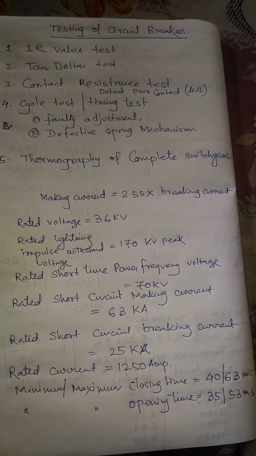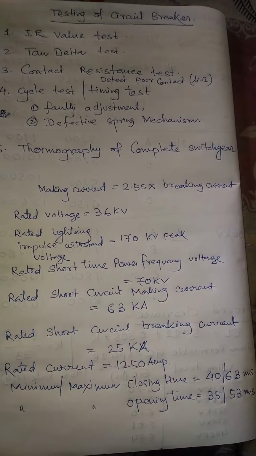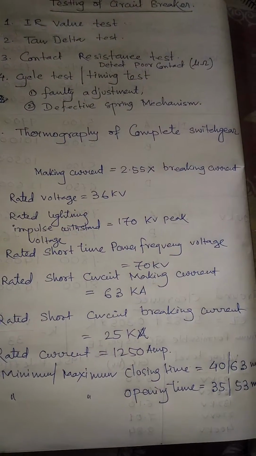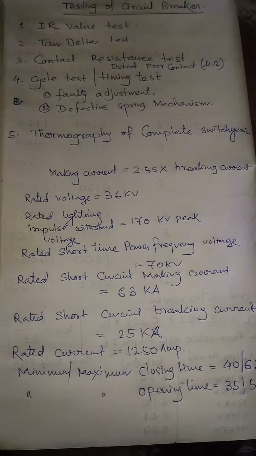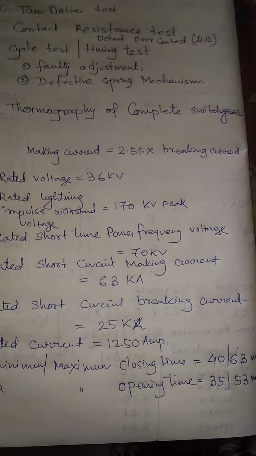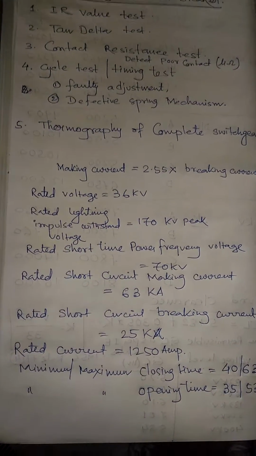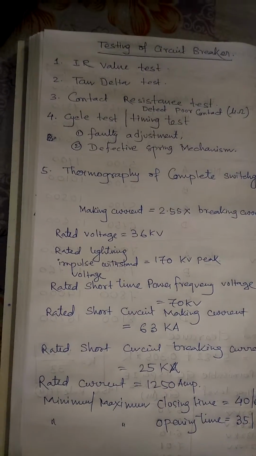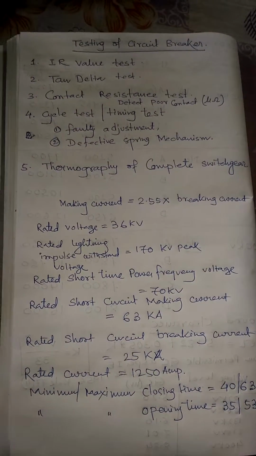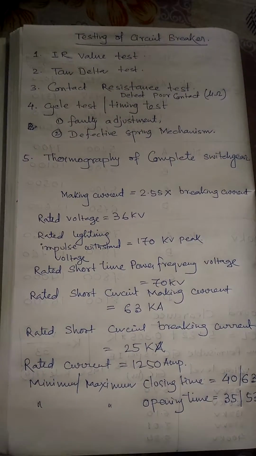For that case, the closing time is 40 to 63 millisecond. During the closing operation of the breaker, the two contacts of the breaker should close within this time. This is the range of the closing time, and in the case of the opening time, it is 35 to 53 millisecond. So these 5 tests are done on the breaker to identify whether the breaker condition is good and the breaker performance is good or not.